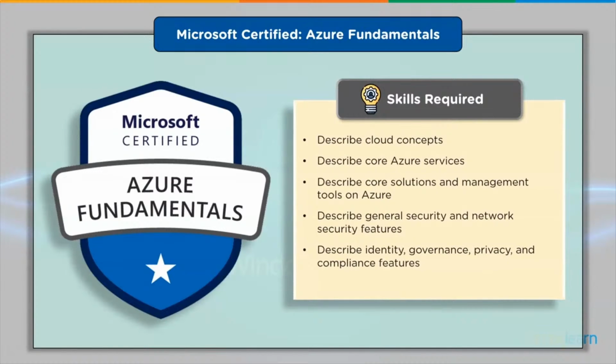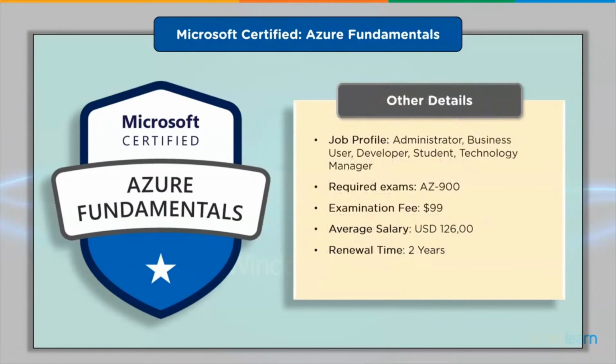Describe cloud concepts, describe core Azure services, describe core solutions and management tools on Azure, describe general security and network security features, describe identity governance, privacy, and compliance features, and describe Azure cost management and service level agreements. This certification is suitable for job roles like administrator, business user, developer, student, technology manager, and its exam code is AZ900. Price of this examination is $99 USD and the renewal time is 2 years.